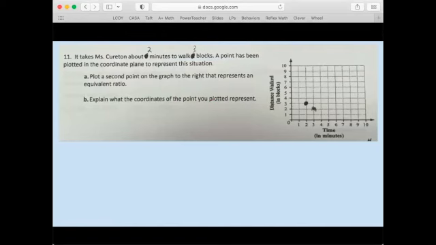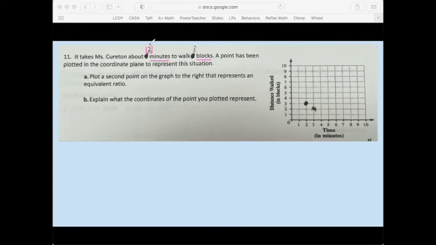Okay. This one, if you're watching this over the weekend, we haven't learned it yet. We're going to learn this on Monday and Tuesday, which is combining graphing and ratio work. So it says it takes Miss Curitan about 2 minutes to walk 3 blocks. So right now I know there's a ratio because we have two quantities that are being compared, minutes to blocks.